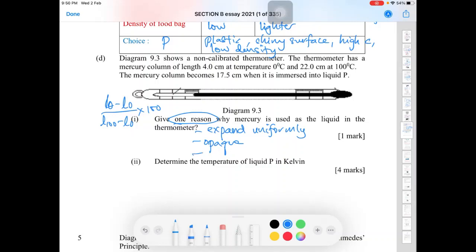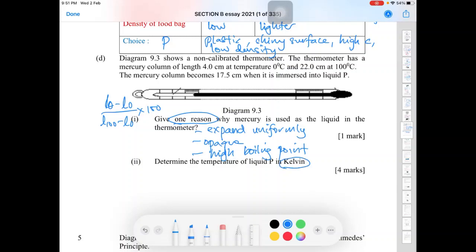And then one more is because the mercury is high boiling point. So bila you punya air you measure, kalaupun dia dipanaskan sampai 100 degree Celsius, but the mercury don't change to gas. Jadi that are the physical properties that make mercury suitable as the liquid used in the thermometer. So you bolehlah pilih salah satu, tulis. Okay, to determine the temperature of liquid P in Kelvin.